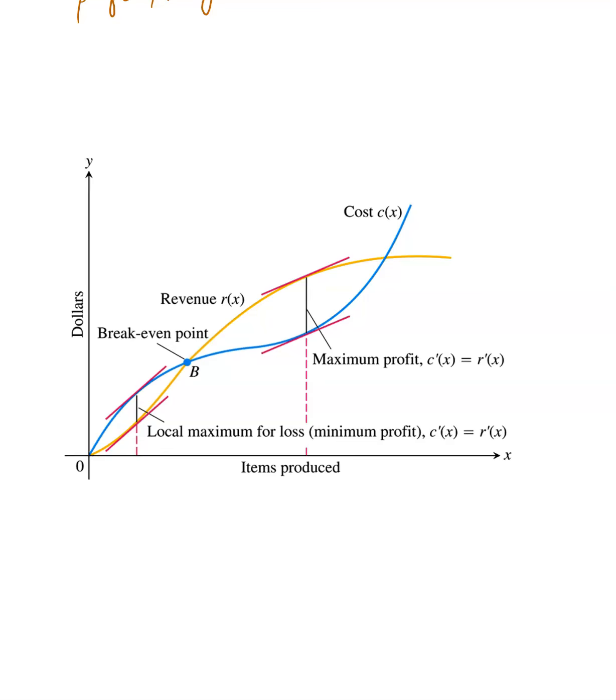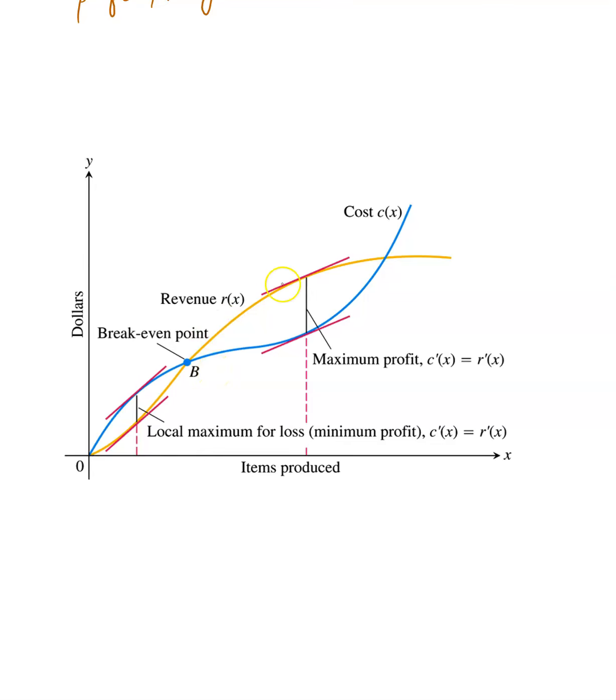And we know that when you can find a point where the tangent line that passes through that point on the blue and on the yellow are parallel to each other, then their slopes will be the same, isn't it? And that is where you have the local maximum for loss, which is written here as minimum profit, where C prime of x equals R prime of x. So that's happening there, to the left of this break-even point. To the right of the break-even point, we see that the yellow overtakes. The yellow is higher than the blue, which means the revenue is more than the cost. Therefore, the company operates at a profit.